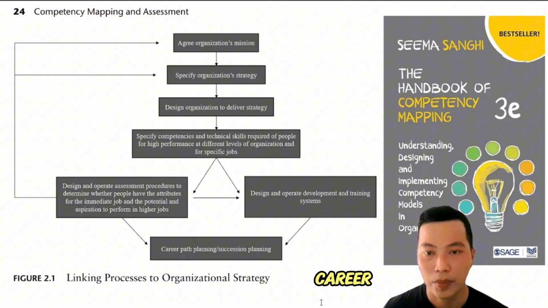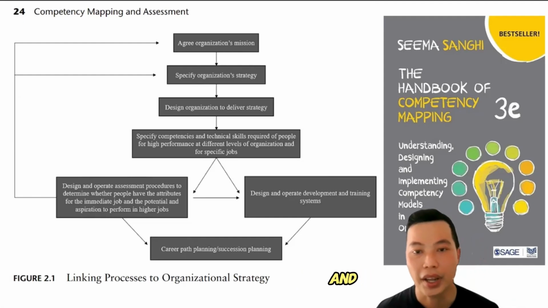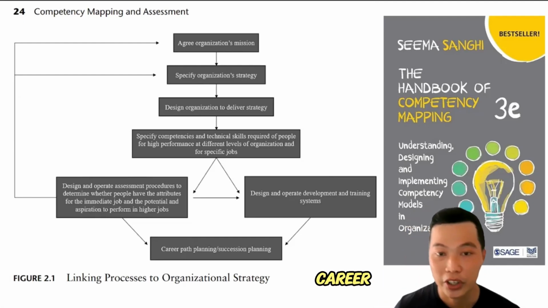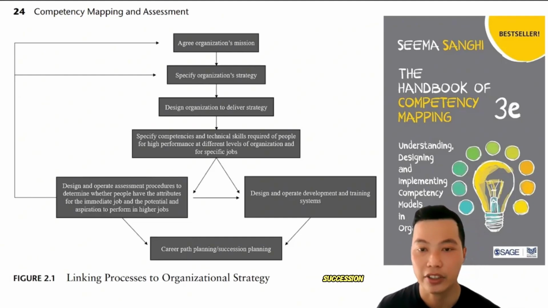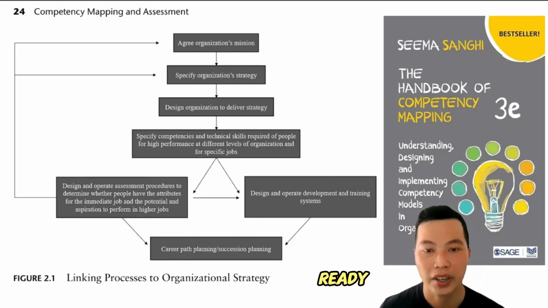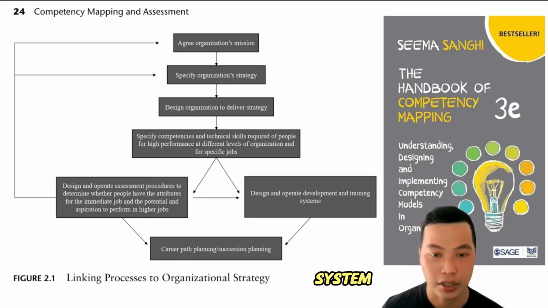Final point, career path and succession planning. Both assessment and development eventually lead to career path planning and succession planning. This answers questions like who is ready for promotion, who is the successor, who needs further development. This diagram communicates something very important. Competency mapping does not stand alone. It is the central link between strategy and the HR system.